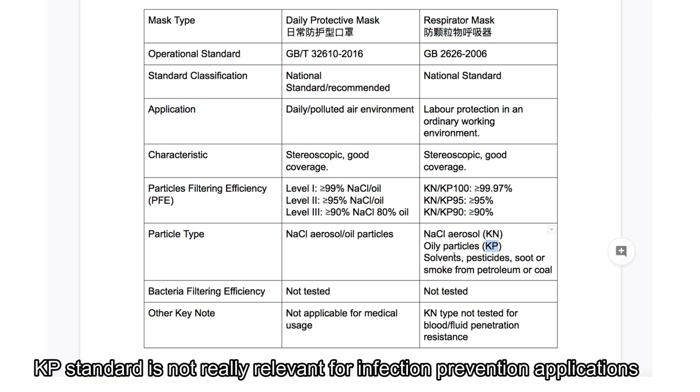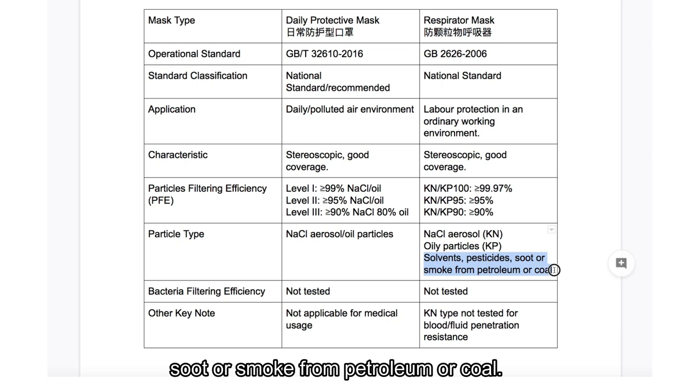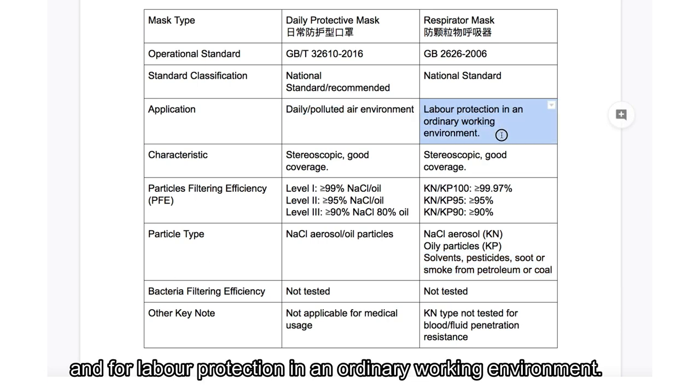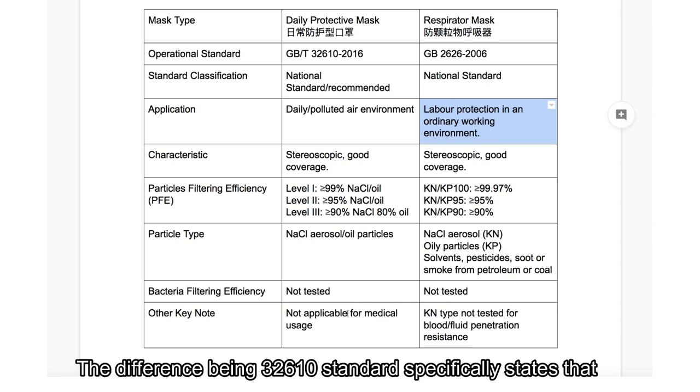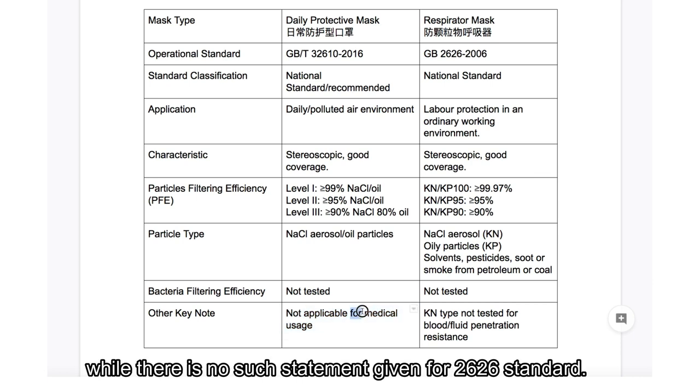KP standard is not really relevant for infection prevention applications, and they are more applicable to be resistant to solvents, pesticides, soot, or smoke from petroleum or coal. Both 32610 and 2626 are for daily usage, polluted air usage, and for labor protection in an ordinary working environment. The difference being 32610 standard specifically states that it is not applicable for medical usage, while there is no such statement given for 2626 standards.